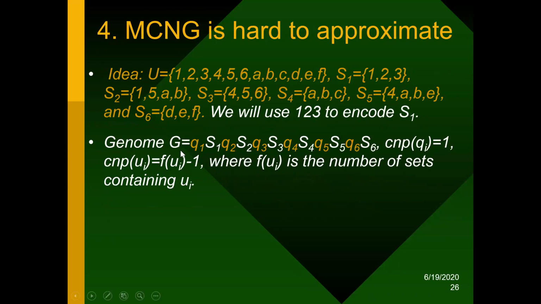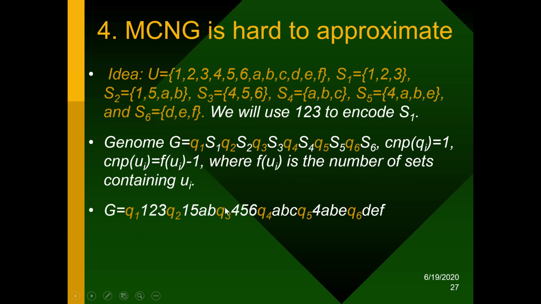So the genome is composed of Q1, S1, Q2, S2, and so on. Each of these sets Si is encoded using a string. For the CNP, each of these Qi, which is a separator, we will make sure that they only appear once. For the remaining elements, I will take CNP of Ui as FUi minus 1, where FUi is the number of sets containing Ui. So for example, with respect to this instance, this is our computed sequence for G.